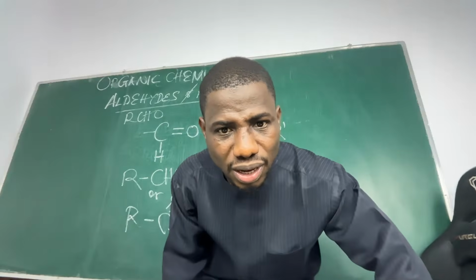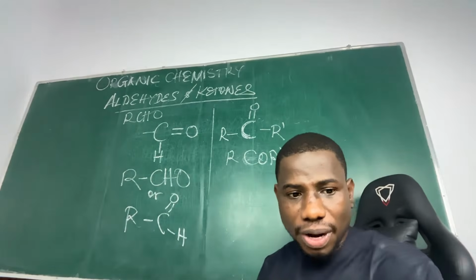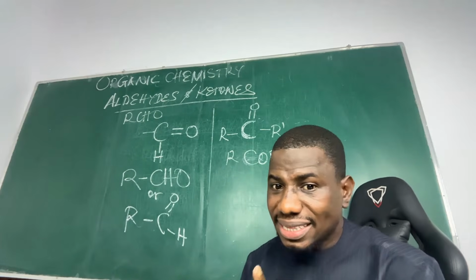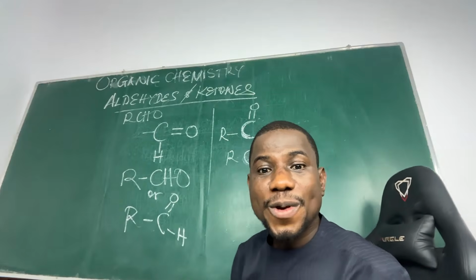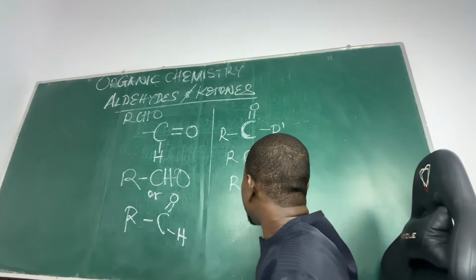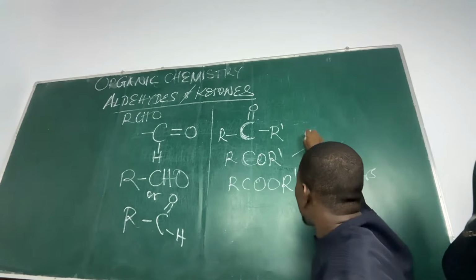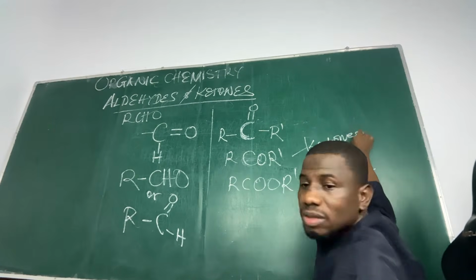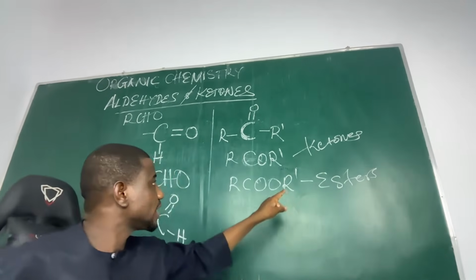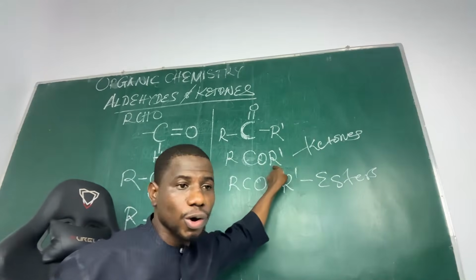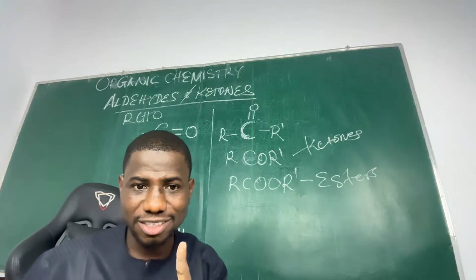Does that make sense to you? RCOR prime. Very, very important. There is a difference between these and esters. In esters, we represent them with RCOOR prime. This is for esters. This is for ketones. Don't forget this. The first one is for esters, while this one is for ketones. Are you clear, please? Please don't make this mistake.